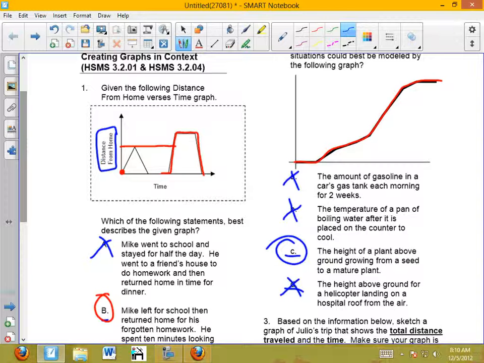Because they're pretty close. I can see where this is a helicopter. This is your helicopter right here. It's on the ground. Then it takes off. It flies. And it lands on a hospital roof. I can see that. I can also see this is a plant. It sprouts up from the ground. It grows. And then it reaches its maximum height. So this one, either one would be fine.